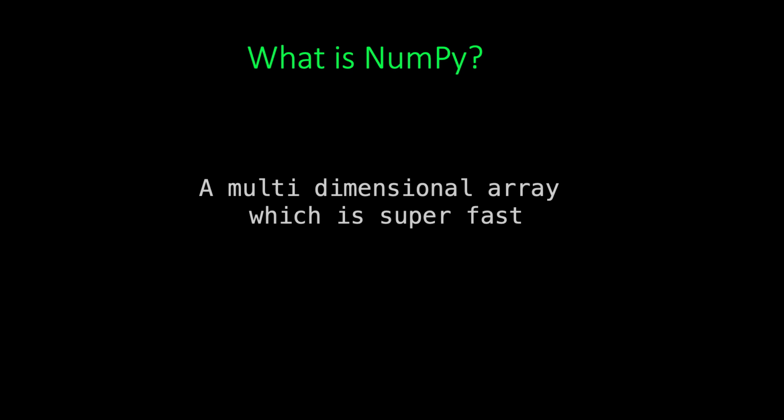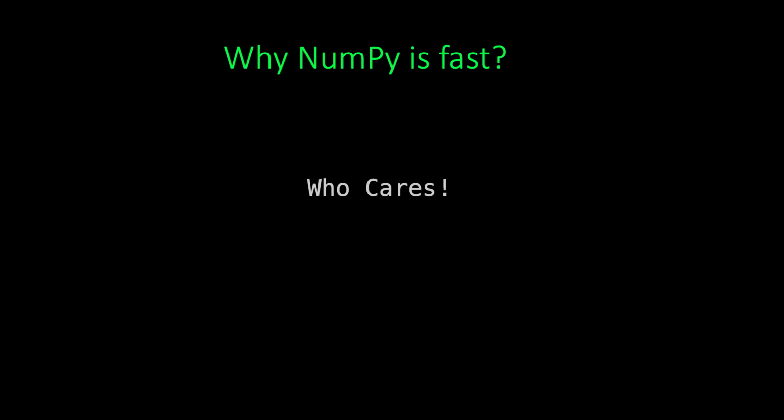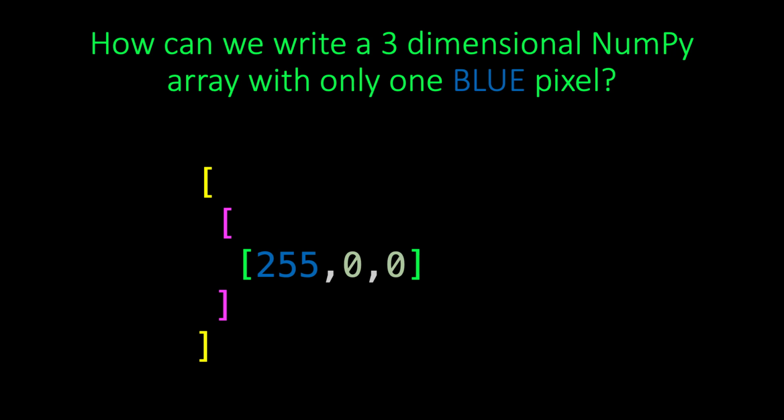So why is it fast? I just explained, but the better answer is who cares? It's fast. Okay, anyway. So now how can you write a three-dimensional NumPy array with only a blue pixel? Here is the code. You will have 3 brackets here. The first one is for the NumPy array, the second bracket is for the row, and the third bracket is for the 3 dimensions inside that row. Here we have blue as 255, green as 0, and red as 0.